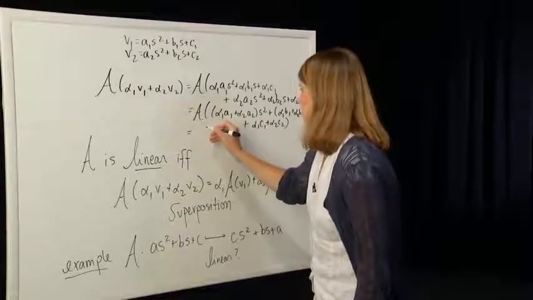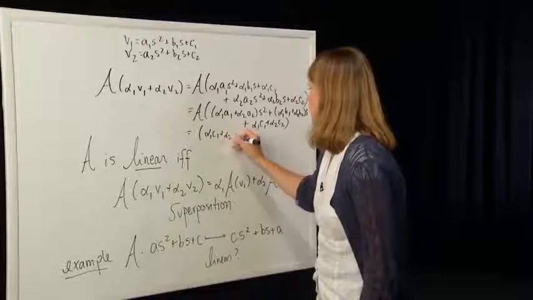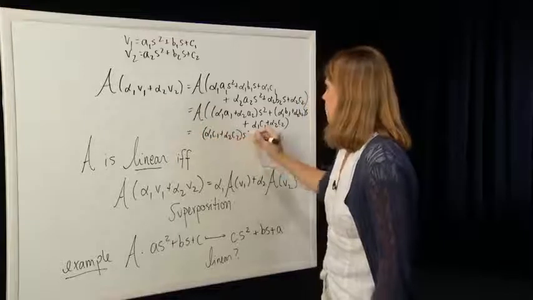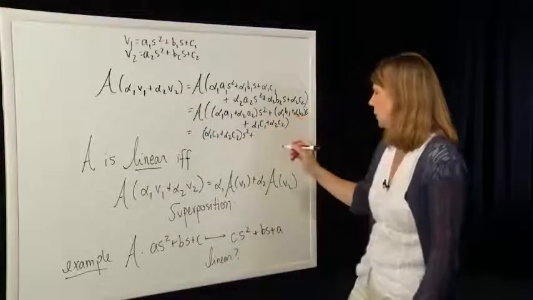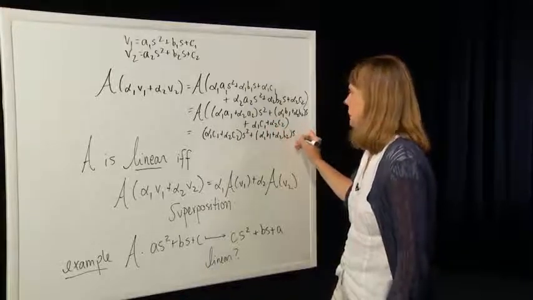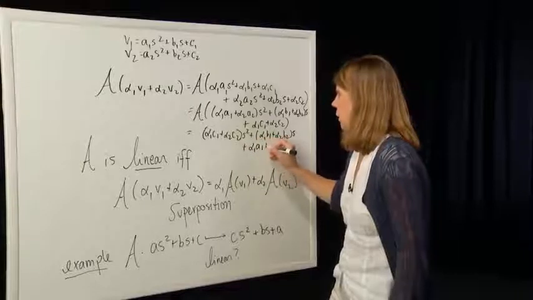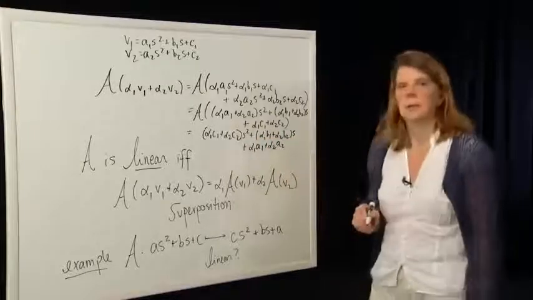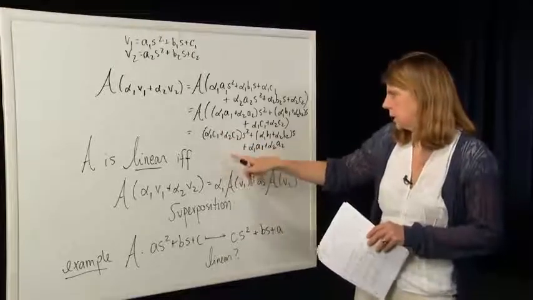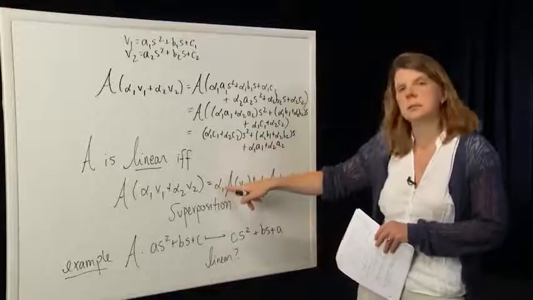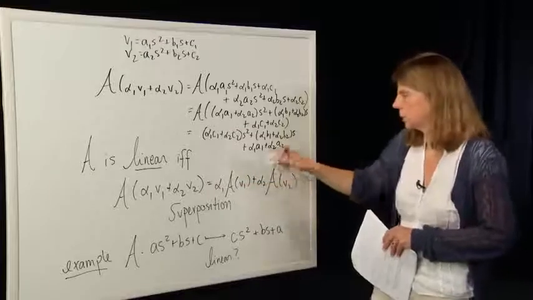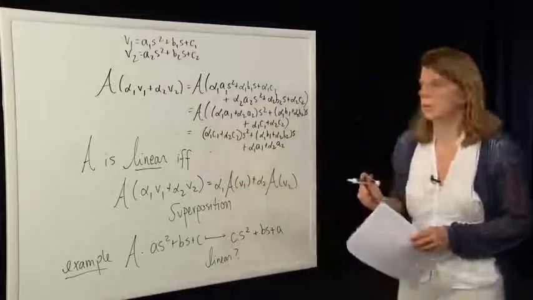And so what I end up with is (alpha 1 C1 plus alpha 2 C2) s squared, so I don't need that outside bracket, plus the middle coefficient stays the same, (alpha 1 B1 plus alpha 2 B2) s, plus alpha 1 A1 plus alpha 2 A2. Okay, and now all I have to do is rearrange the coefficients and bring out the alphas and show that that is indeed equal to alpha 1 A of V1 plus alpha 2 A of V2. Those last few steps you can show yourself.